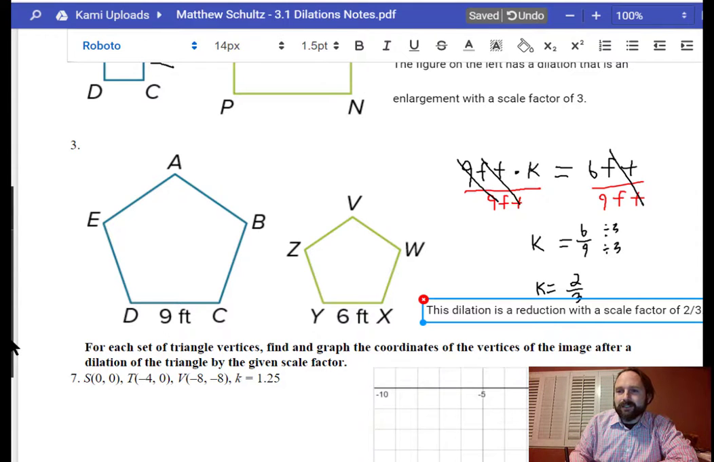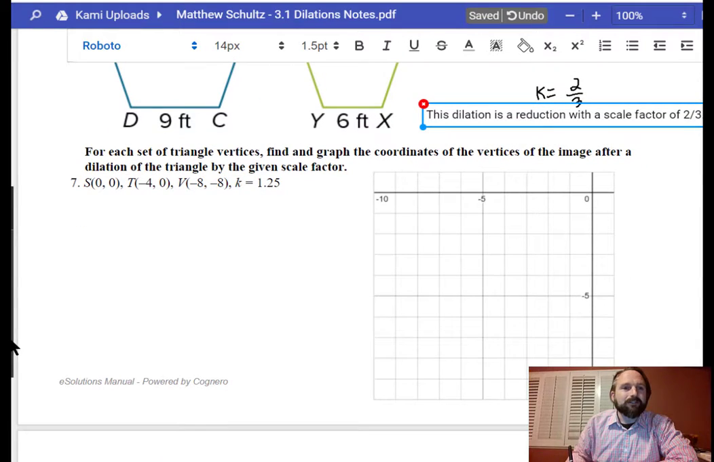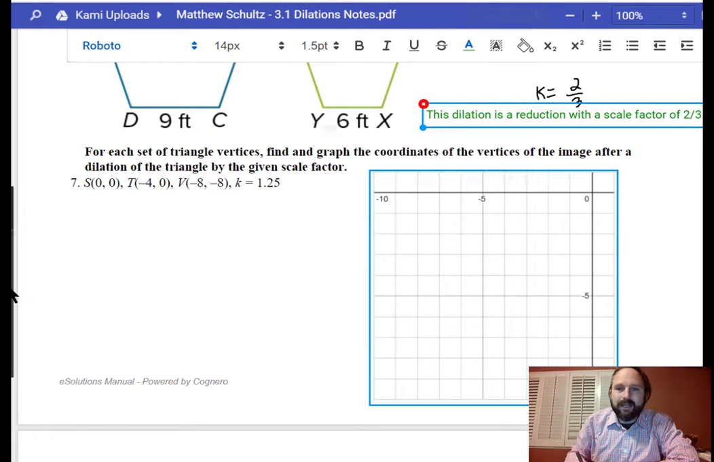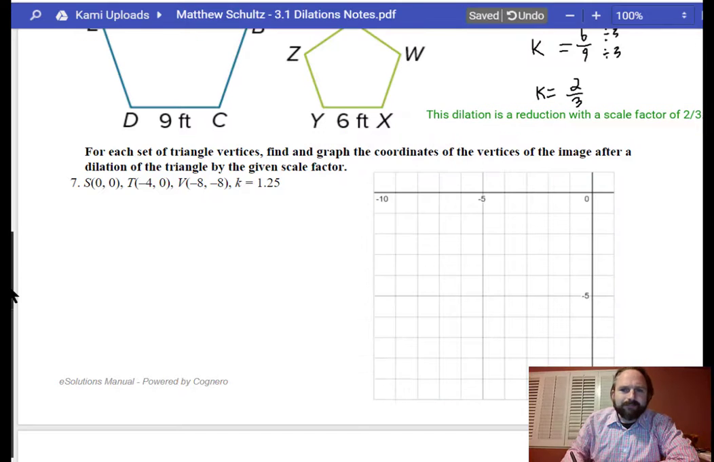So I actually like this one right here. Now we're dealing with coordinate geometry. So our first coordinates, let's put it in as green. This is going to be S right here. So we're going to draw this in. Let's say this is S at 0, 0. T is -5, 0 right here. So let's put T. And then V is -8, -8. So right about there, I'm going to put V right here.